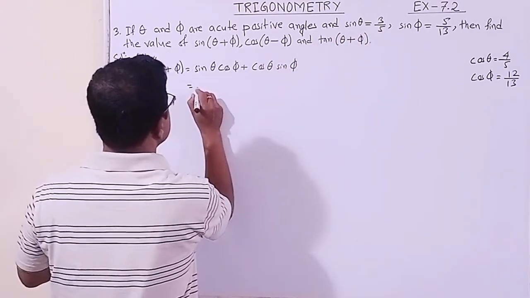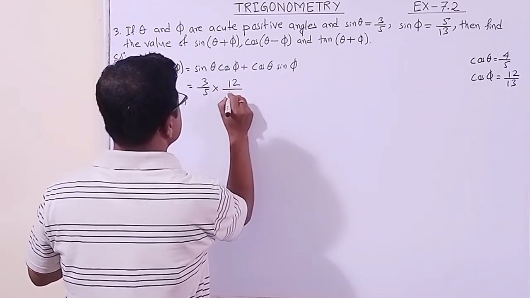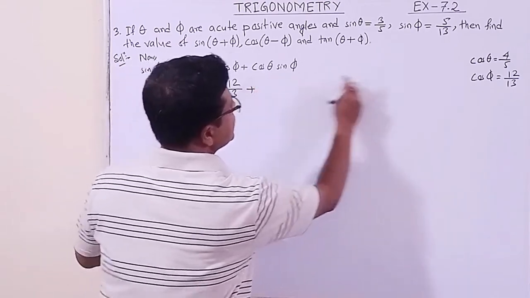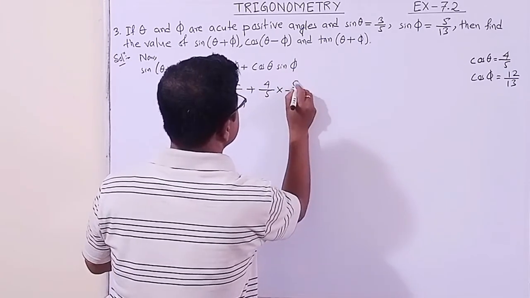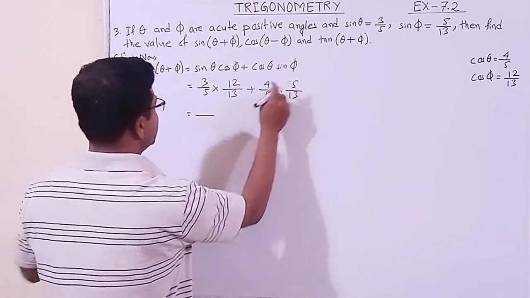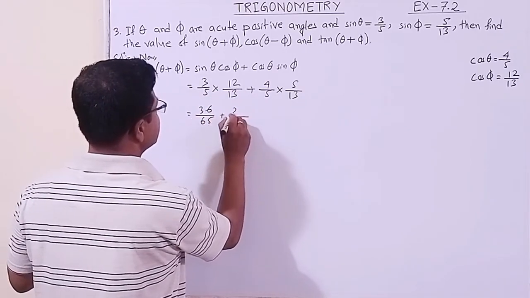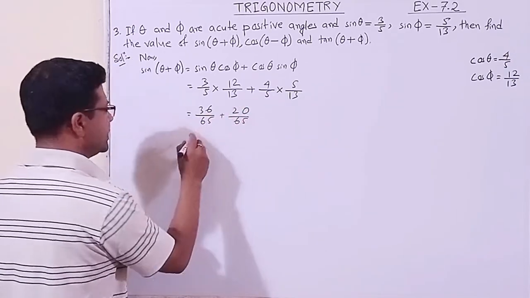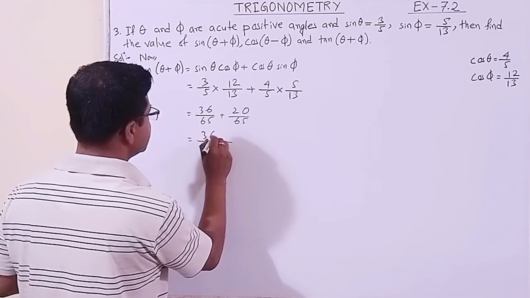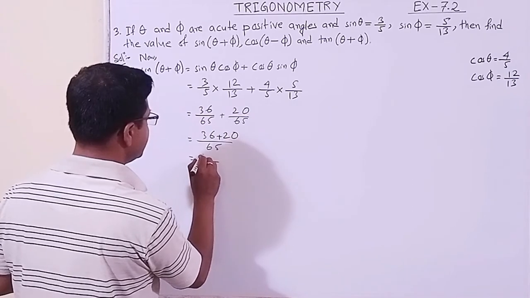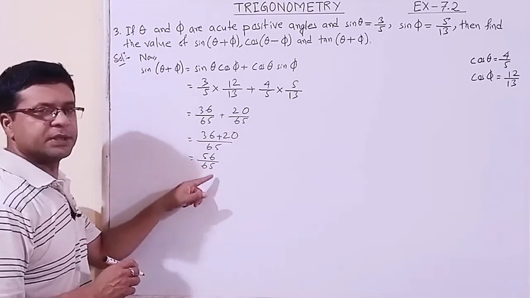Now let us substitute the value. Sine theta is from here 3 by 5 into cos phi, cos phi is 12 by 13, plus cos theta, cos theta is 4 by 5 into sine phi, sine phi is 5 by 13. Okay, we will not simplify like this, for the easier calculation. 12 into 3 is 36, over 65, and this is 20 over 65. That's why we did not cancel, so that we get the same denominator. So this is 65, 36 plus 20, how much is it? 56, divided by 65. So thus we have found the sine of theta plus phi is 56 by 65.